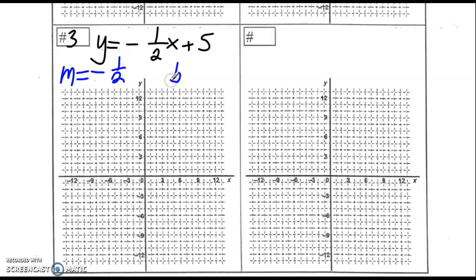And then the y-intercept, which is b. What's the y-intercept, Hadley? Okay, so we're going to go to 5 to plot that point on our y-axis. So where's 5? There it is.